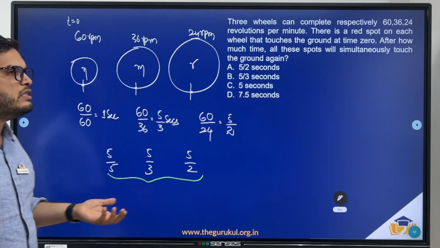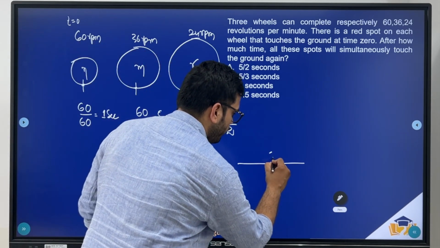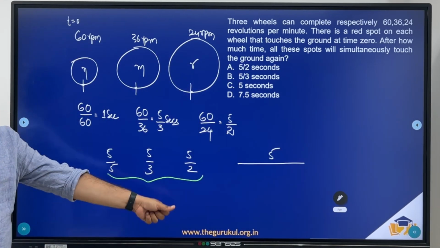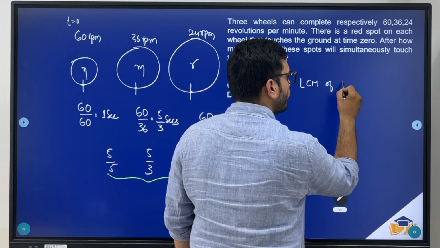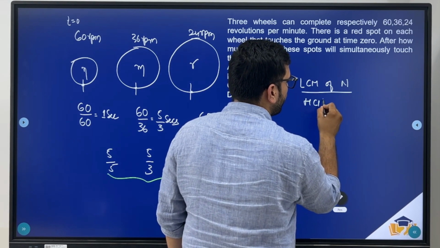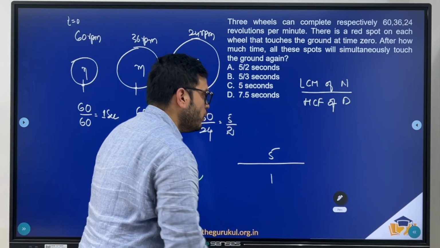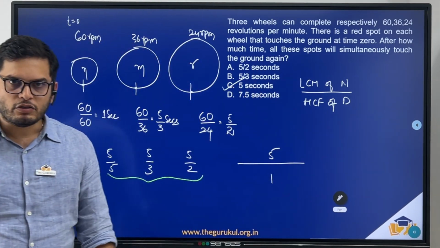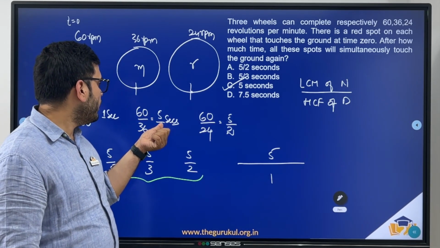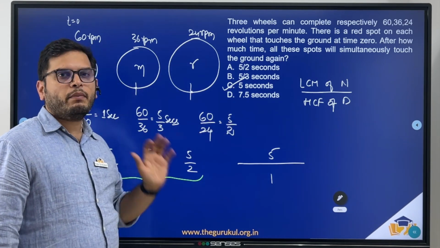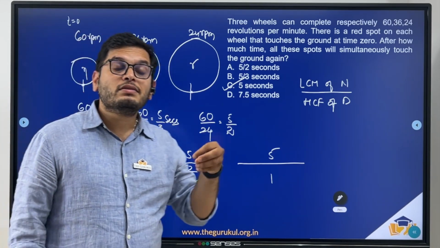Now how to calculate the LCM of fractions? What is the LCM of the numerators? 5, 5 and 5. Fine. Now what is the HCF of the denominators? Because the LCM of fractions is nothing but the LCM of numerators by the HCF of denominators. What is the HCF of 5, 3 and 2? 1. So the answer for this question should be 5 seconds. After 5 seconds, this will be completing exactly 5 rounds, this will be completing 3 rounds, and this will be completing 2 rounds. So you will have that red spot touching the ground again simultaneously.